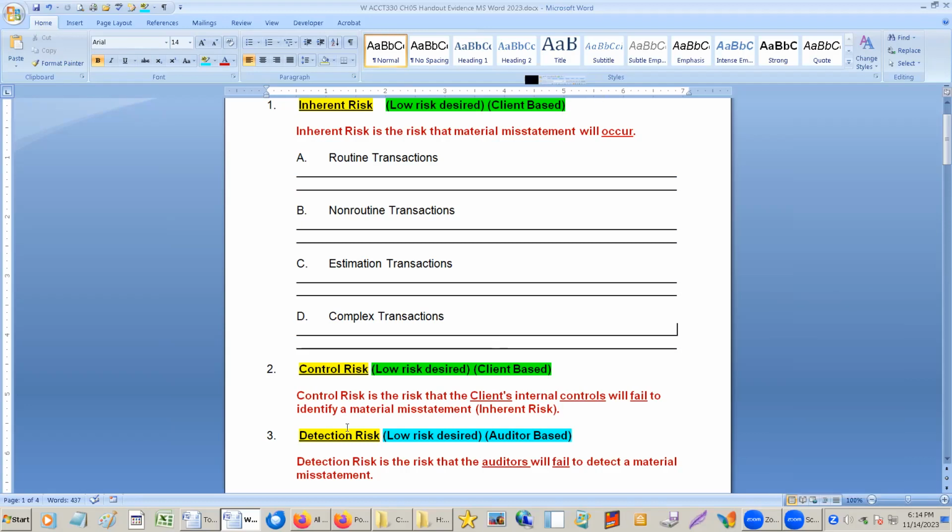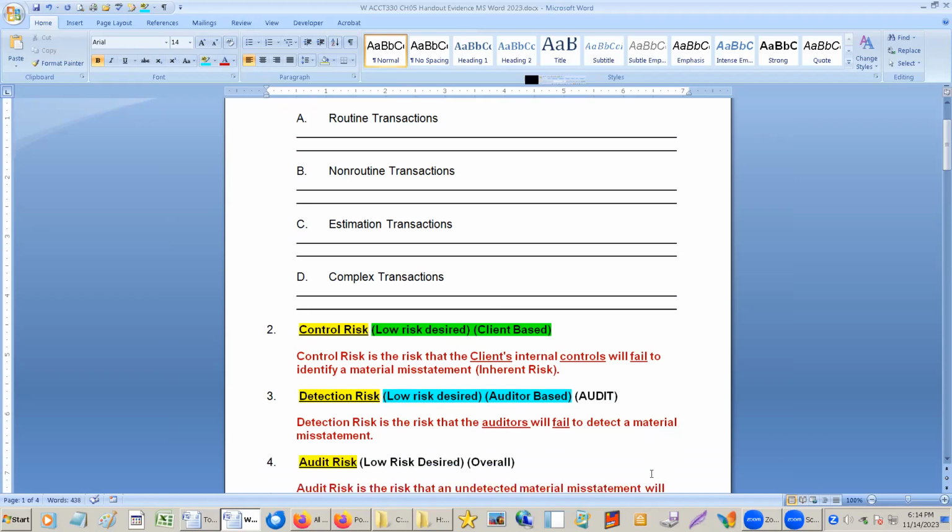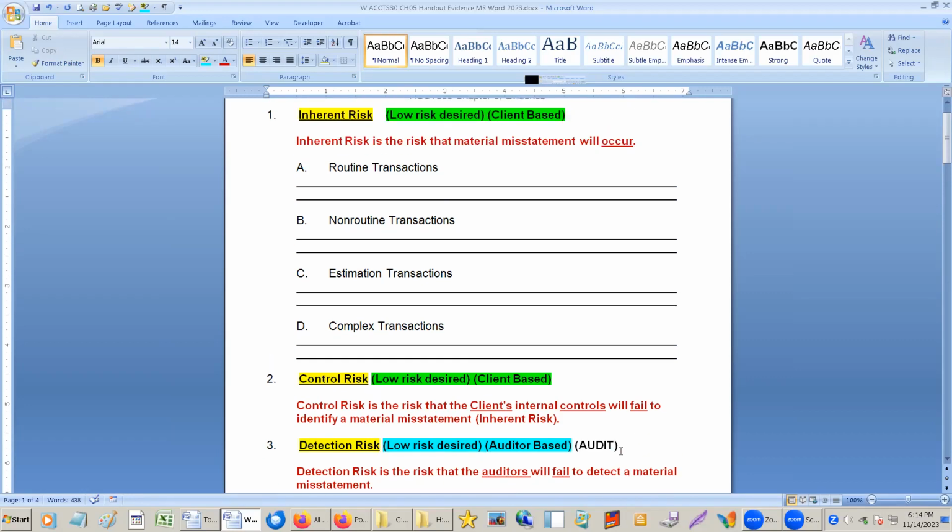So this is our audit. You know, when you get audit evidence, this is what you're looking at. You're trying to detect any material misstatements. So this is the only one that we can control.